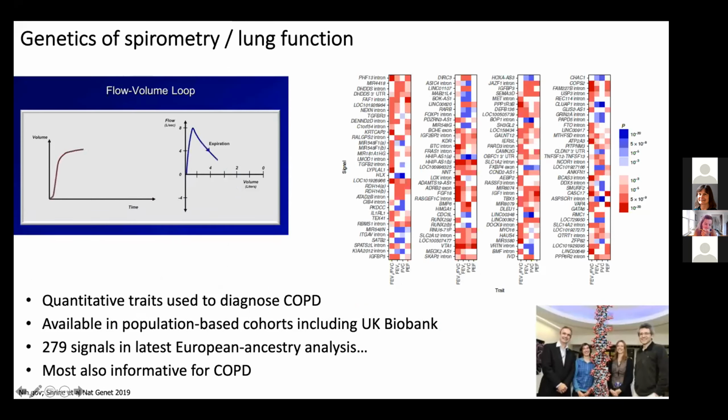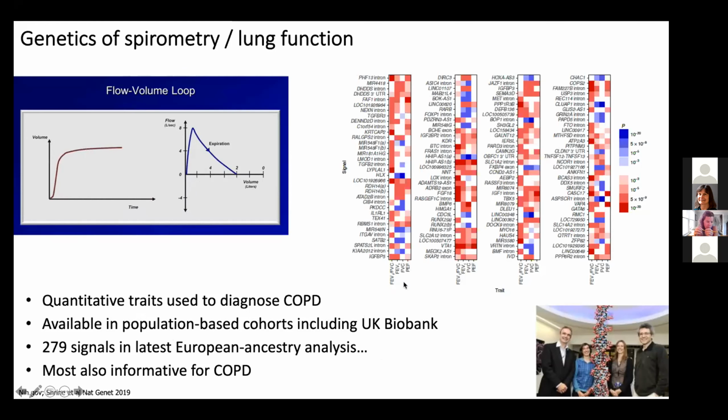And studies led by Nick Shrine, pictured here on the right, Louise Wain, Martin Tobin and colleagues, as well as Stephanie London's group from CHARGE and others, have done large studies looking at this quantitative trait. And if you're just looking at a quantitative trait, you're going to have a lot of power. Their latest paper, 279 signals in a latest European ancestry analysis, and most of these are also informative for COPD.